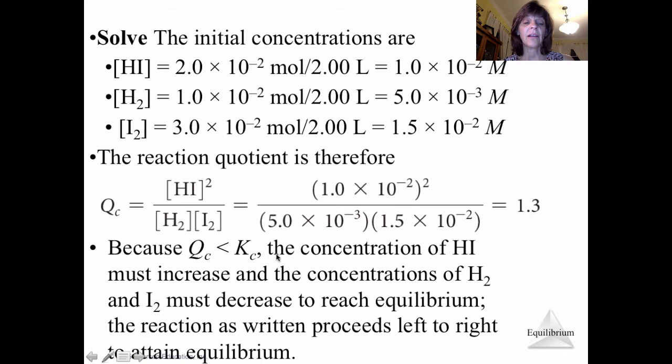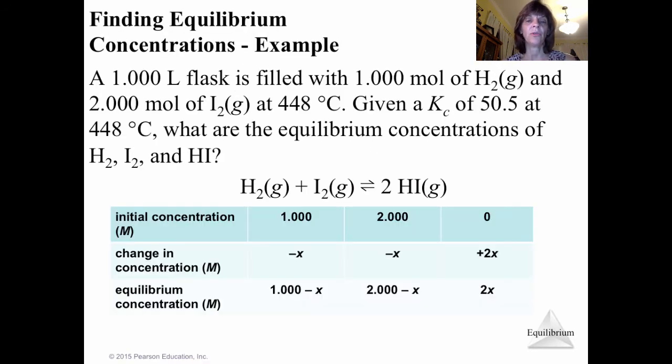So that means that the concentration of hydrogen iodide must increase. The reaction must proceed further to the right before it can reach equilibrium. So the forward reaction is still being favored, and as written, it'll proceed left to right to get to equilibrium. Okay, not too bad.